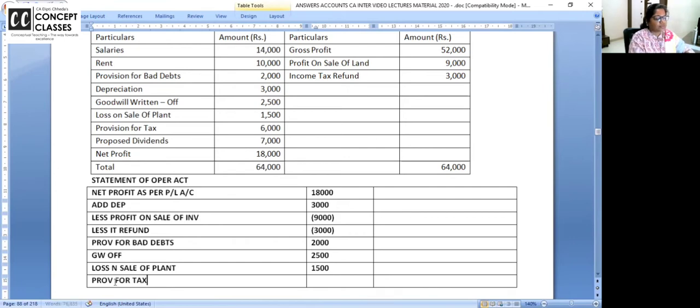for taxation. What will you do? Add back. Why? Provision is a book entry. Add back. Income tax paid we will deduct last, where I showed.